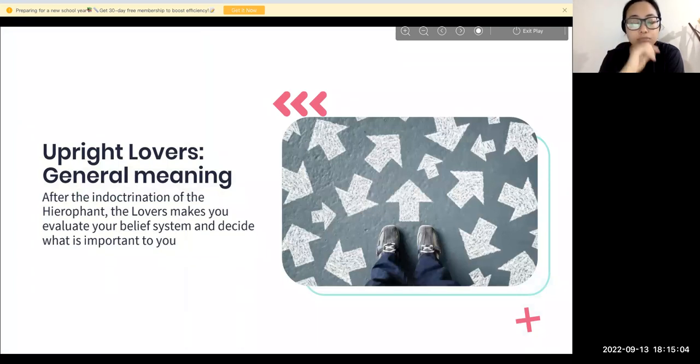that Lovers makes you evaluate your belief system and decide what is important to you, which is also one of the most important criteria. Suppose you want to start a business, you want to start something new, you want to start a new relationship in your life, you have to introspect. Okay, what is important for me in a relationship? What is important for me in the business, right? So the Lovers card is also telling you, evaluate your belief system.